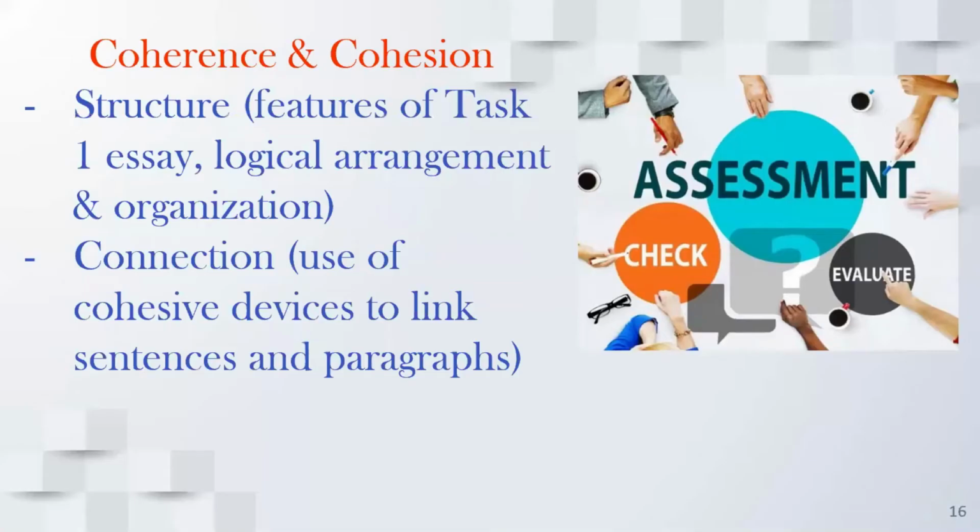The next assessment criteria is coherence and cohesion. Let's look at coherence. This is looking at the structure of the essay that you have. You need to think about the features of the task 1 essay. And in the previous lesson, we looked at that you need an introduction, an overview, and a body when you're writing every task 1 essay. These should be logically arranged and organized. You don't have to just throw them haphazardly on the paper. You need to be able to arrange them very well.